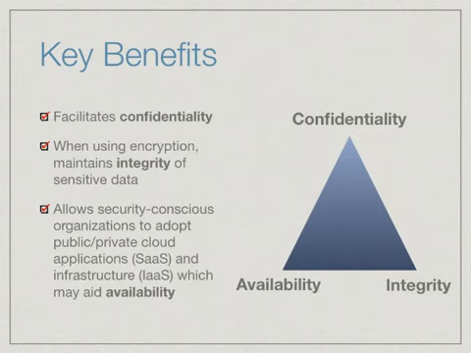Because cloud encryption gateways use encryption, integrity is maintained. Integrity is the ability to know if sensitive data was destroyed or changed in transit or at rest. Cloud encryption gateways also benefit the organization by helping to increase availability of systems that are outsourced to the cloud.